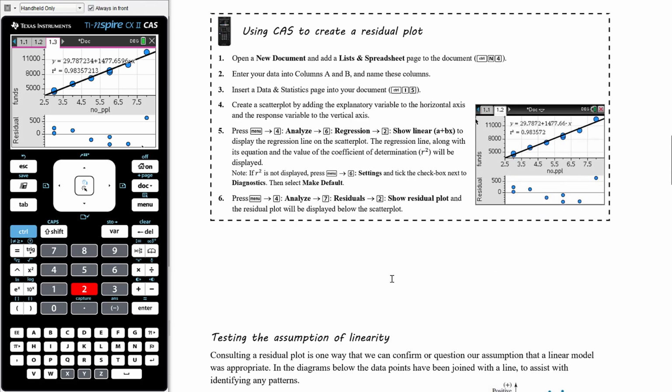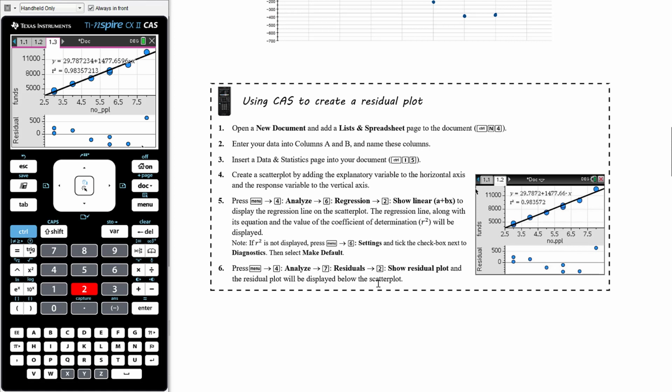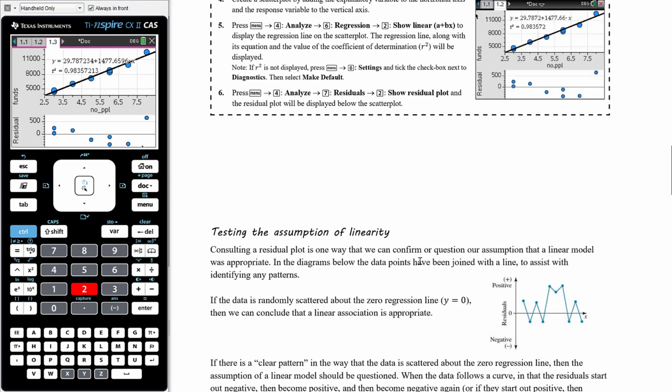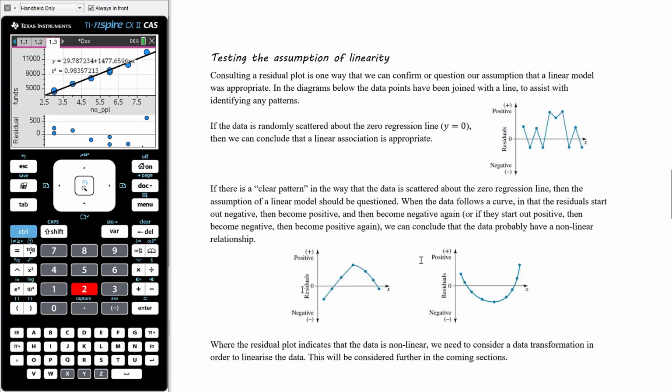So what we want to have a look at is, one of the reasons we want to look at the residual plot is to get a sense of whether a linear model is a good model. Over the page we're talking about testing the assumption of linearity. Consulting the residual plot is one way that we can confirm whether a linear model was a good model. And if it wasn't, then we might want to do a data transformation, which is what we'll look at in the next chapter.